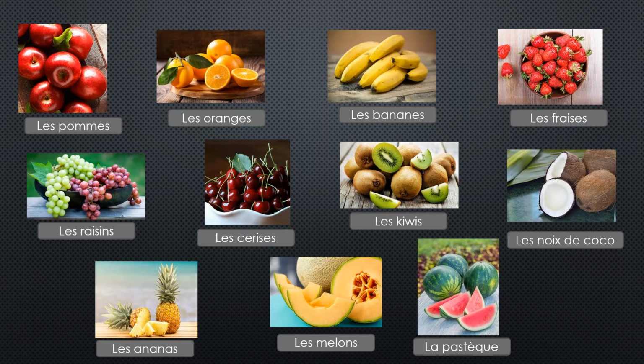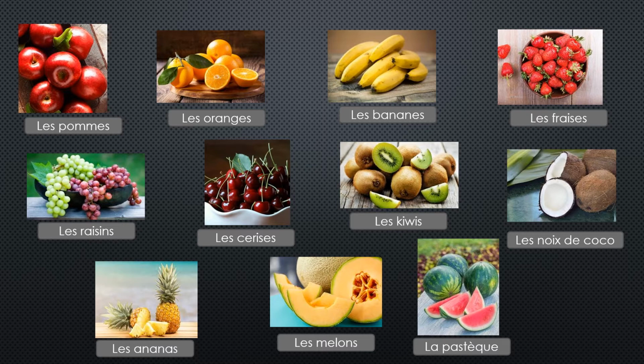Les pommes. Les oranges. Les bananes. Les fraises. Les raisins. Les cerises. Les kiwis. Les noix de coco. Les ananas. Les melons.